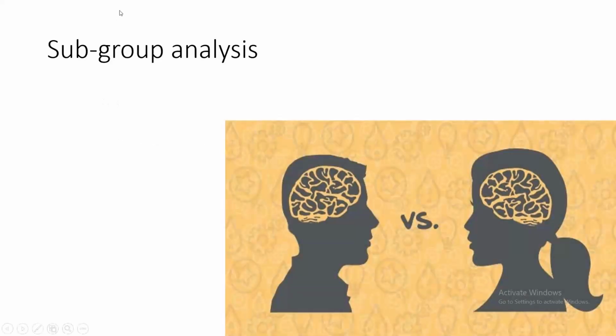Okay, so there is something called a subgroup analysis. And what is a subgroup analysis? It's very simple. I divide my data into two groups. Now, why am I doing it? Try and understand. I'm trying to justify the heterogeneity.